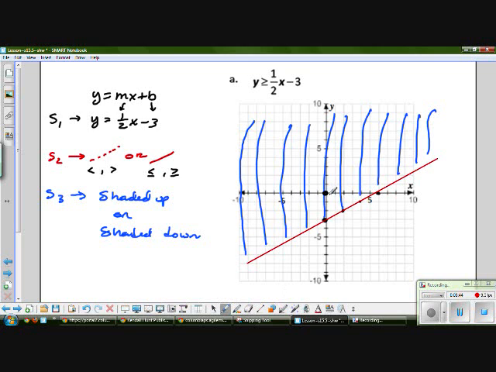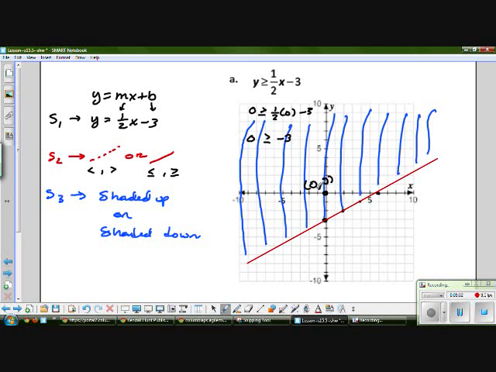So 0 is greater than or equal to 1/2 times 0 minus 3. I just took these two numbers and stuck them in for x and y. Simplifying, I have 0 is greater than or equal to -3. Is that true or false? Well, it's in the shaded region, so it should be true, and it does hold true. 0 is bigger than -3.